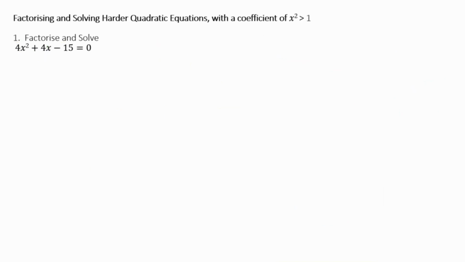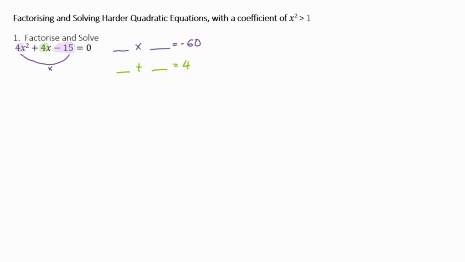So for number 1, we have to factorize and solve 4x squared plus 4x minus 15 is equal to 0. So we are first going to multiply the coefficient of x squared, which is 4, with the number term, which is minus 15. So 4 times minus 15 gives us minus 60, which means we are looking for two factors to give us minus 60. Those same two numbers should add to give us 4. So we now need to look for the factors of minus 60.